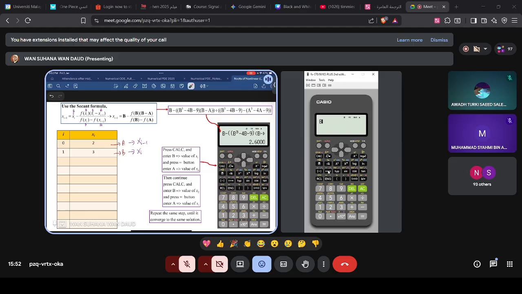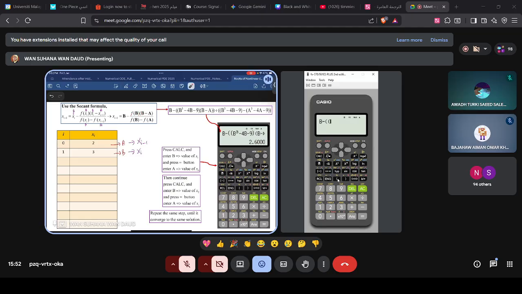Alpha B, minus. I use 2 brackets because I want to separate the numerator and denominator. So here you can see I use 2 brackets: 1 bracket for everything and another one for the FA. This one, another one for B minus A.